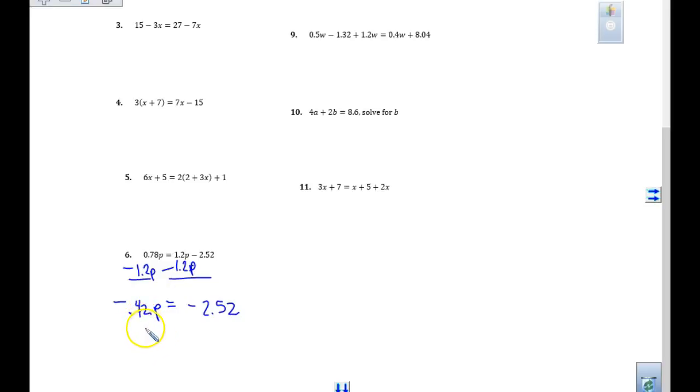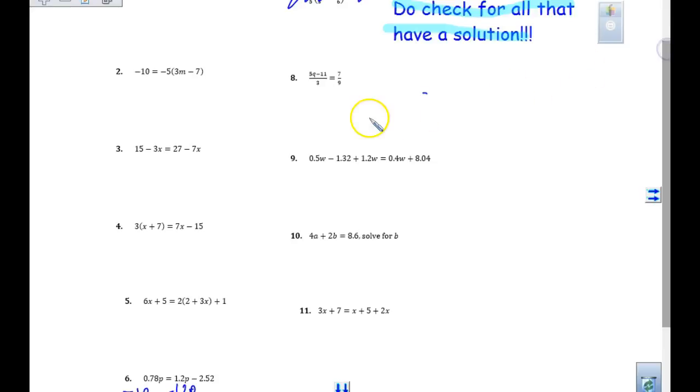So, next step. What do I have to do to finish it, Emily? Going to divide by negative 0.42, both sides. And you're done. That's it for number 6. Okay? Put that in your calculator.